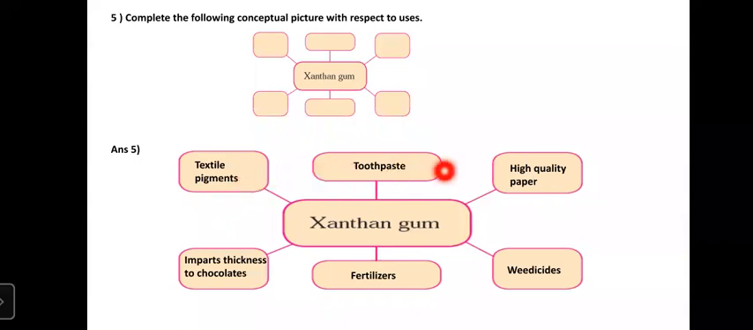So you can see you don't have to write long answers over here. Very easily, you can draw the concept map. You can write one word answers in each box. So easily you can get your marks. So this is your fifth question.